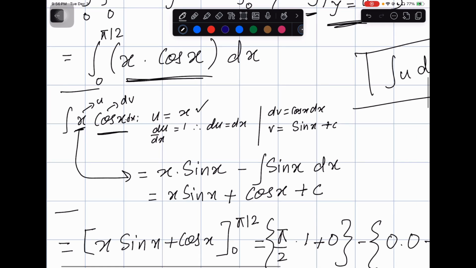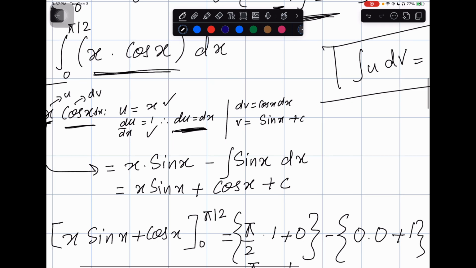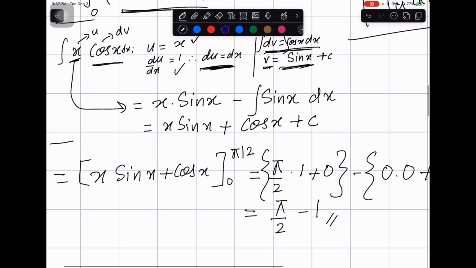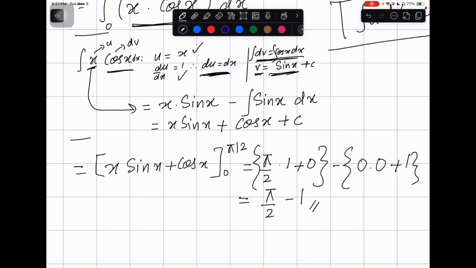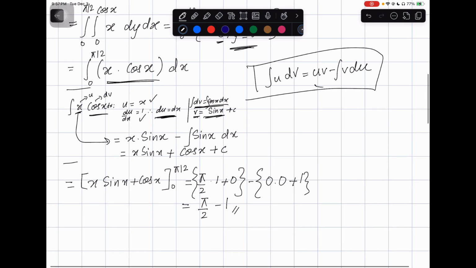So u is equal to x, so du by dx will be 1. Therefore, du is equal to dx. dv, we supposed it to be cos x dx, right? So for v, all you do is integrate both sides. v is equal to sine x plus c. So what you do here is just use this to get the answer. So uv would be x times sine x minus the integral of v du, where v is sine x and du is dx, and this is what you get.